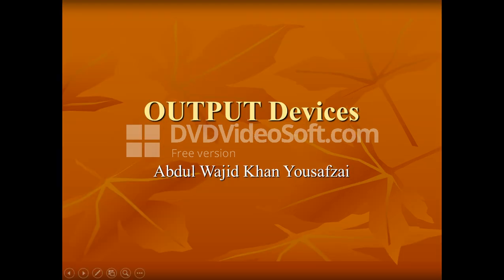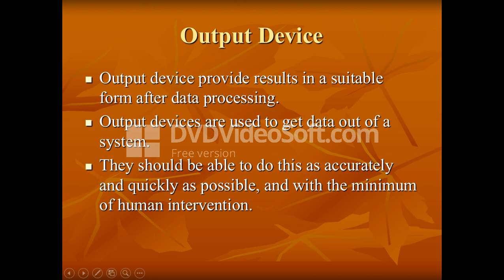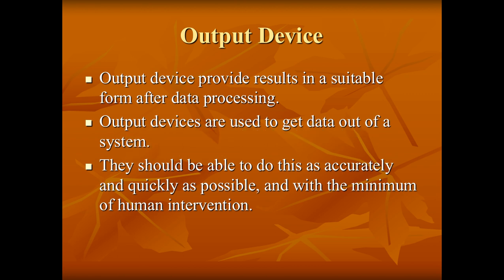Now, an output device provides results in a suitable form after data processing. Output devices are used to get data out of a system. They should be able to do this as accurately and quickly as possible and with the minimum of human intervention. Okay, now we go further.